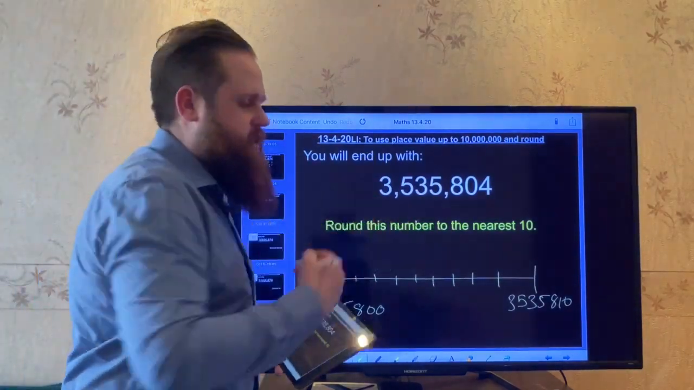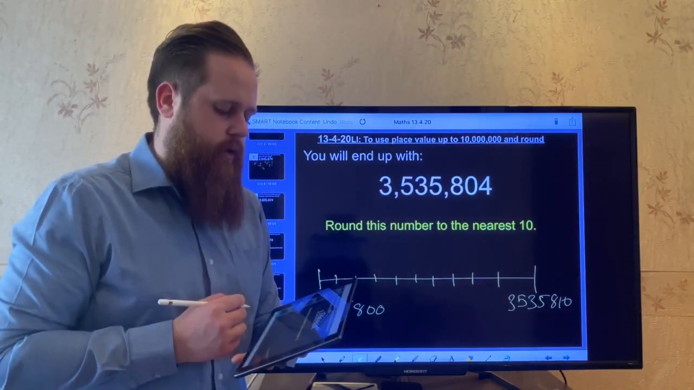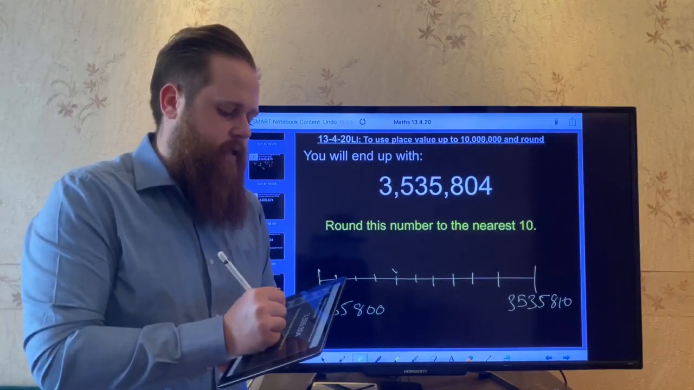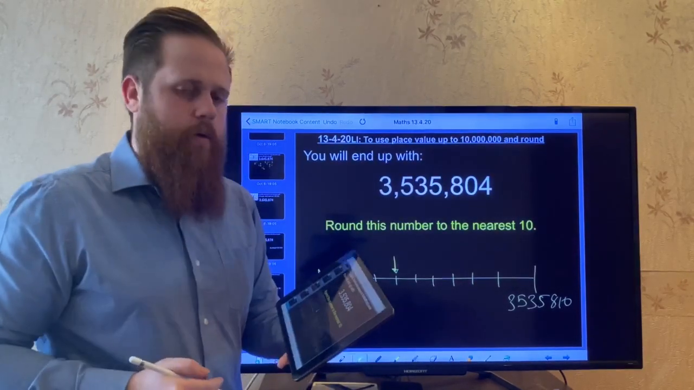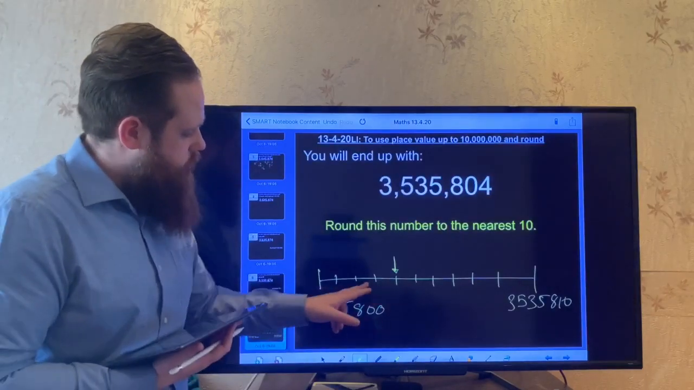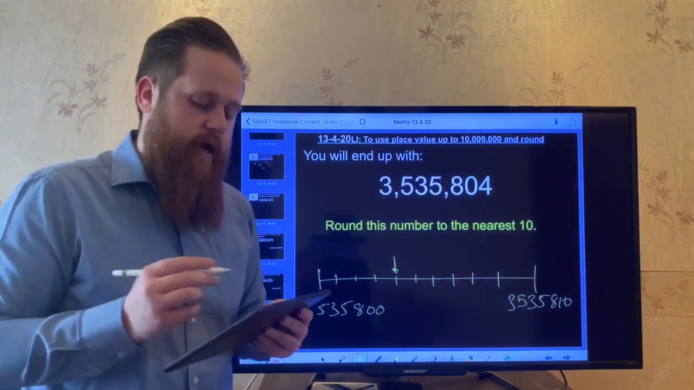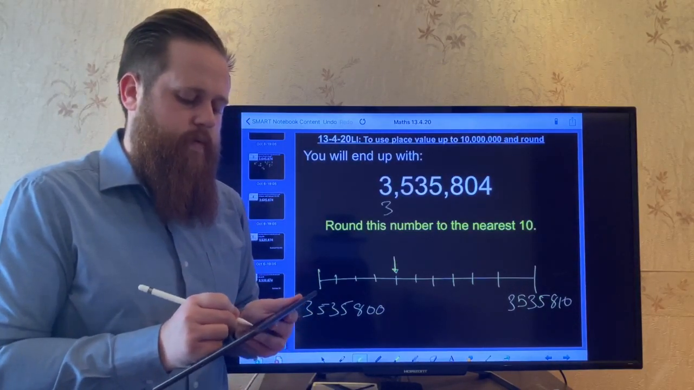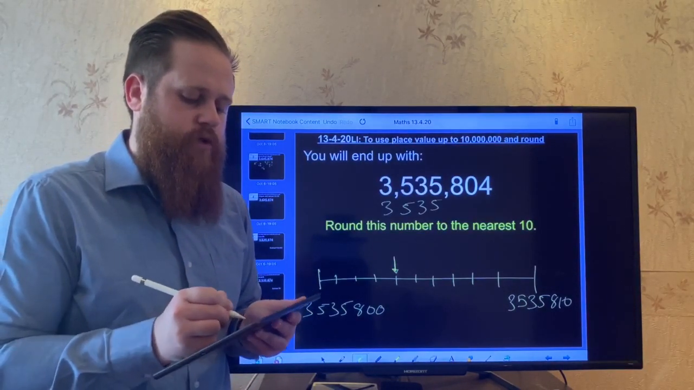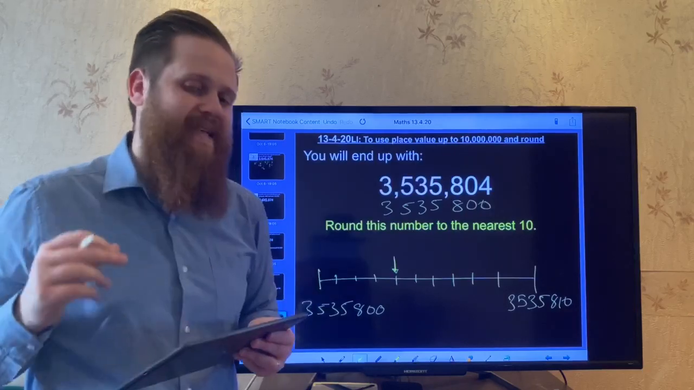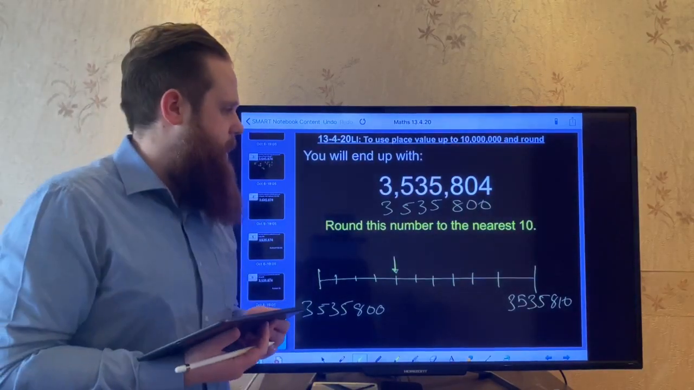So if I was to put this on the number line, it would go exactly here. As you can see, it is closer to this number than it is this number. So rounded to the nearest 10, it would be 3,535,800. That is the nearest 10 number there.